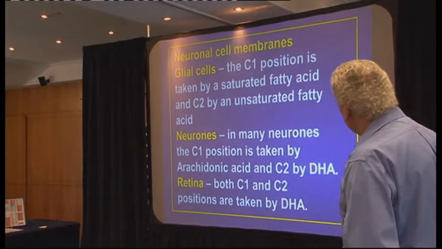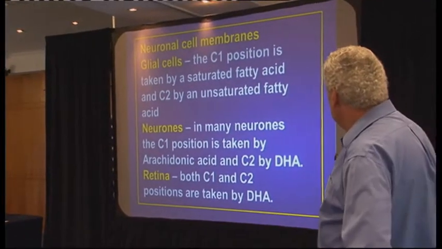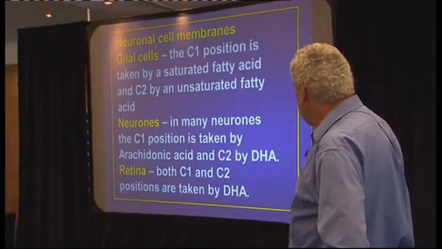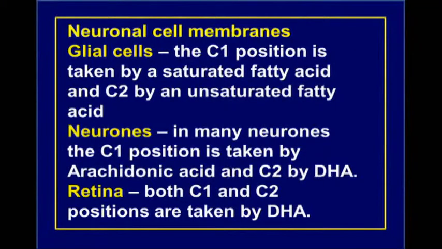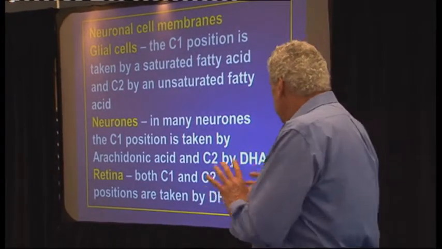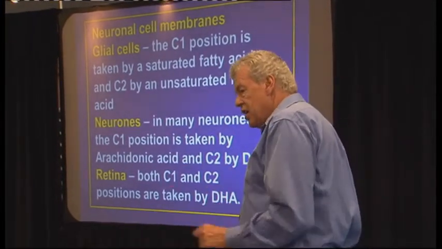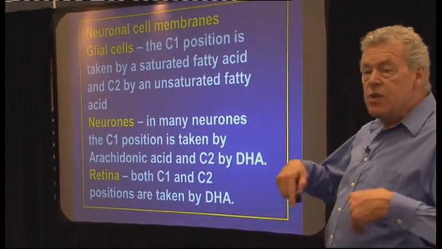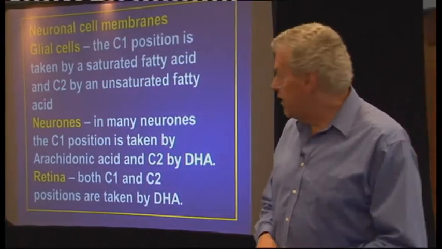Now the difference in brain cells or neuronal cells is that in many neurons the C1 position is taken by arachidonic acid, which is an omega-6 unsaturated, and the C2 by DHA. So in other words, you've got two unsaturated oils in the brain. The glial cells, which are like the glue around the cells to protect, the C1 is taken up by a saturate and the C2 by an unsaturated, so very similar to the rest of the body. The retina, both the C1 and the C2 positions, are DHA. So this is why the retina of the eye is considered to be the most specialized area in the body.